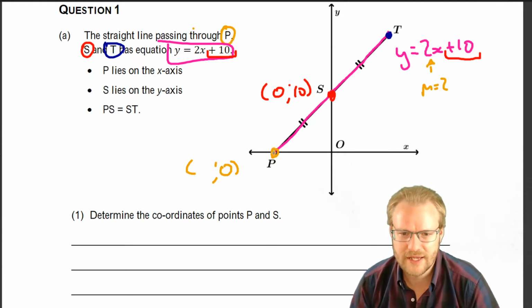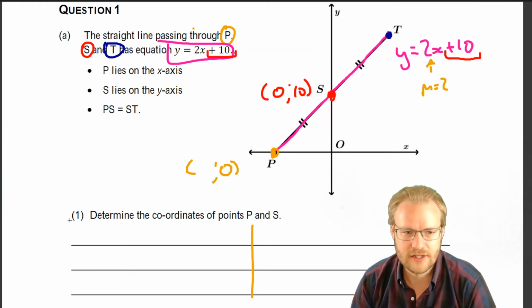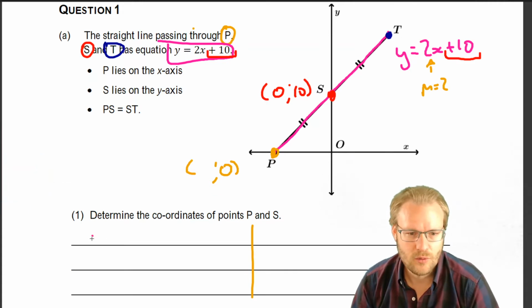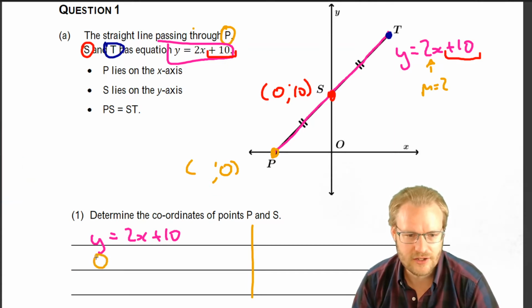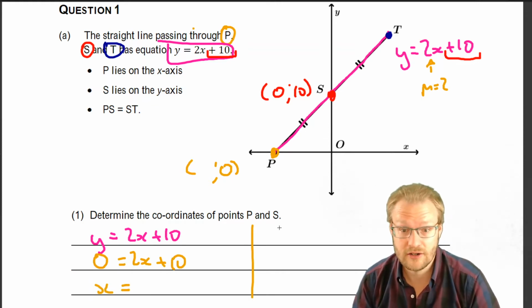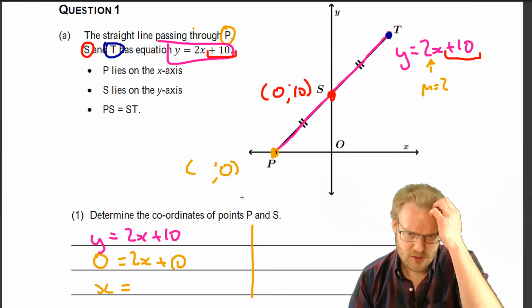For point P, one way is that we know the equation is y = 2x + 10, and we know the y value is 0, so we can substitute that in, solve our equation, and get a value for x. Great. Another way that we might do it is to look at our gradient.